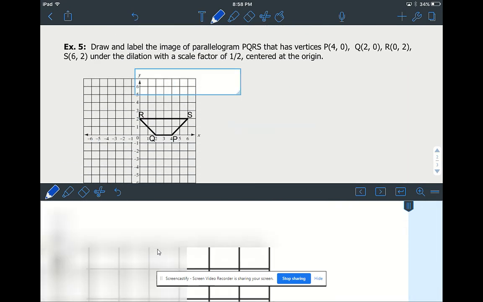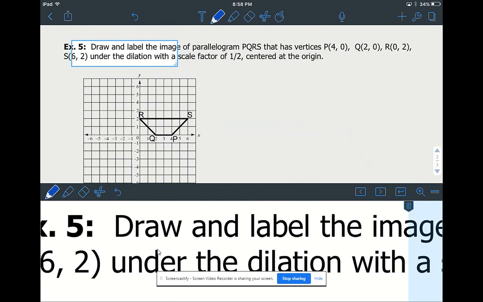Let's do it again. Draw and label the image. Oh, I gotta sneeze. Hold on.